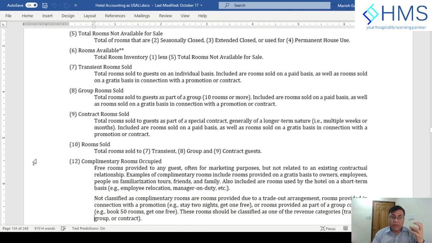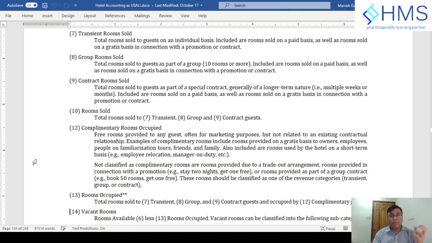There's another room definition which is called the complimentary rooms. Now, the complimentary rooms will mean free rooms which are given by the hotel to any guest, usually for marketing purposes. It can be for contractual purposes, for house use. It may also be for ex gratia, just for any travel industry expert to come, or maybe it's a special request from the government, or it can be anything.